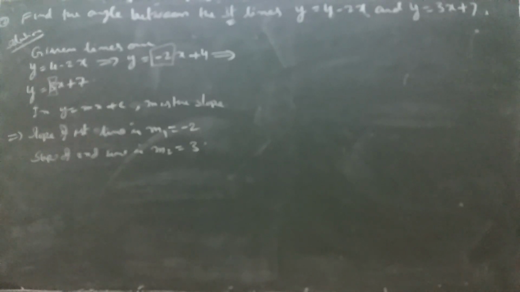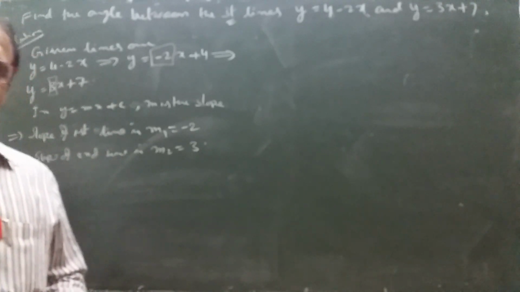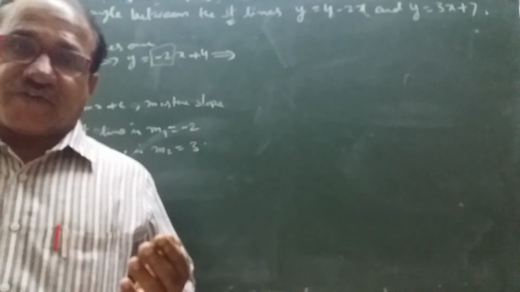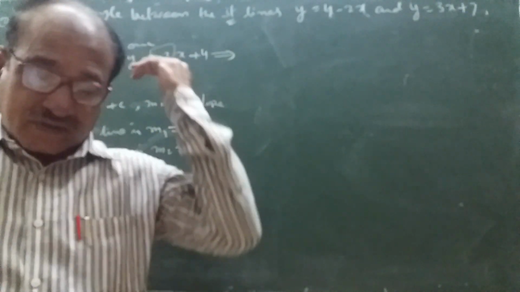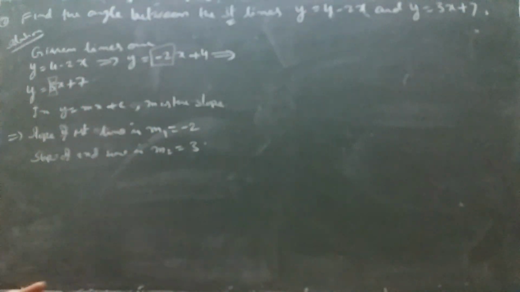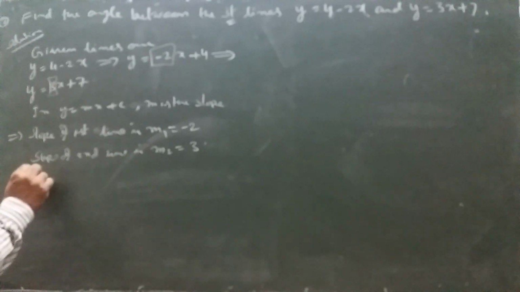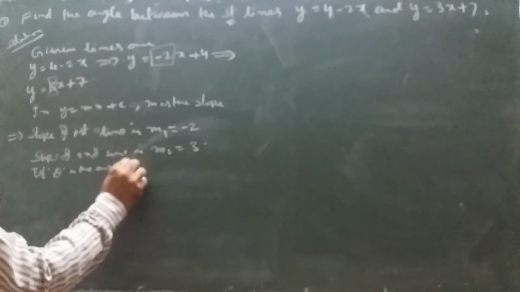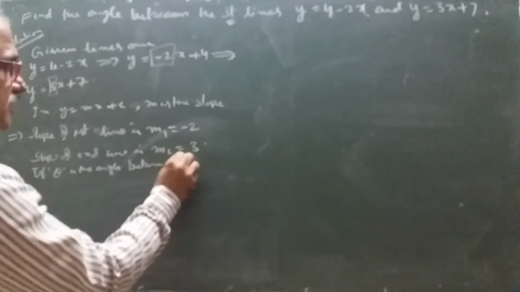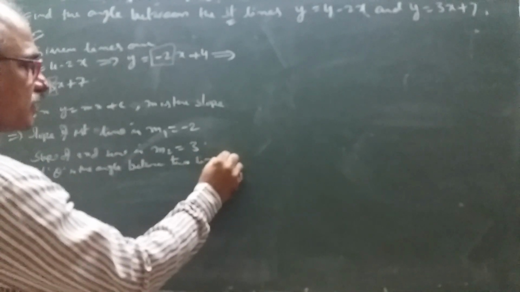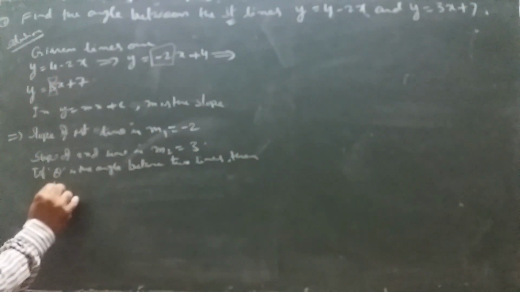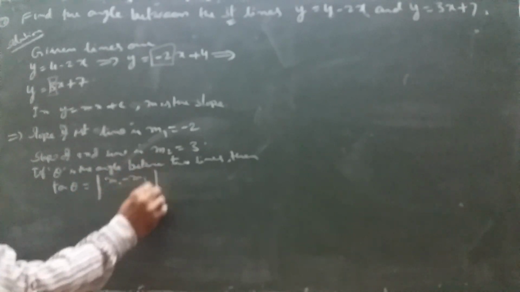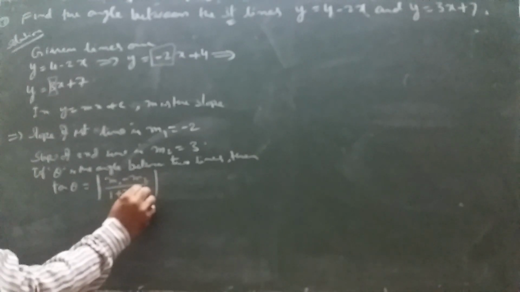We know the value of m1 and m2 slopes. There are two formulas for finding the angle between two straight lines. Here we have to take the tangent formula. If theta is the angle between two lines, then tan theta is equal to, what is the formula? Mod of m1 minus m2 by 1 plus m1 m2.